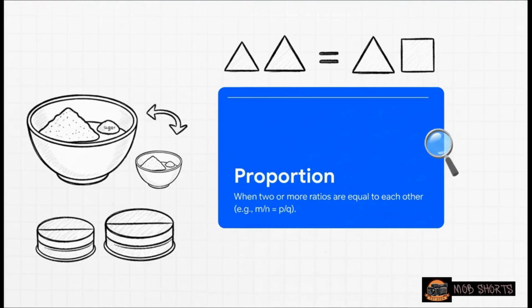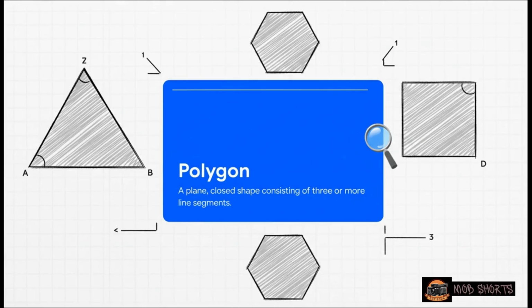So what happens when we scale that up? That's where proportion comes in. It's just when you have 2 ratios that are equal. So let's say you double that recipe, 4 cups of flour to 2 cups of sugar. The cake is way bigger, but the taste, that core relationship, is exactly the same. That's proportion. And finally, where are we doing all this? On our polygons. This is just a fancy word for any flat, closed shape made of straight lines. Triangles, squares, hexagons, you name it, these are going to be our canvases for today.